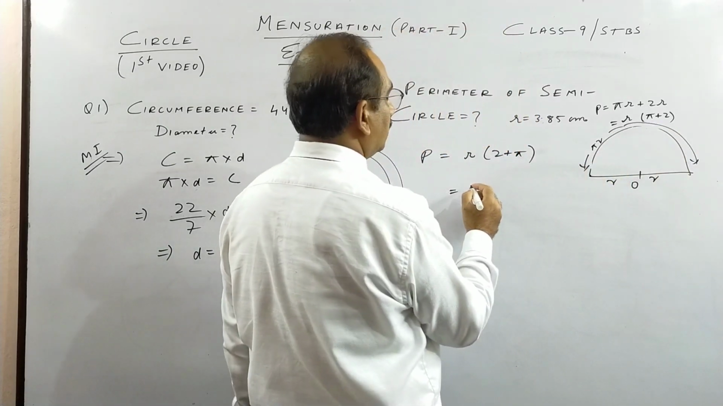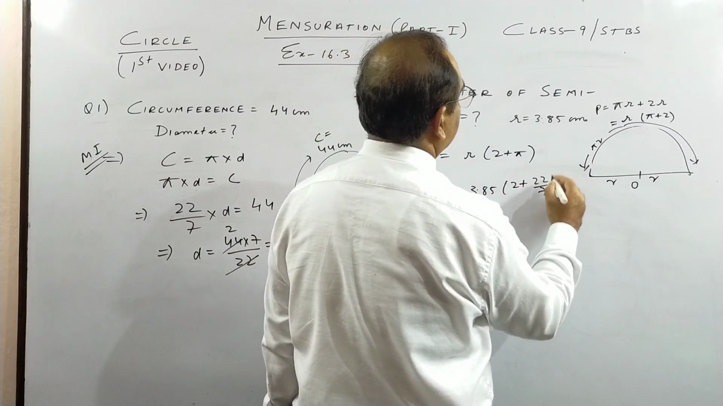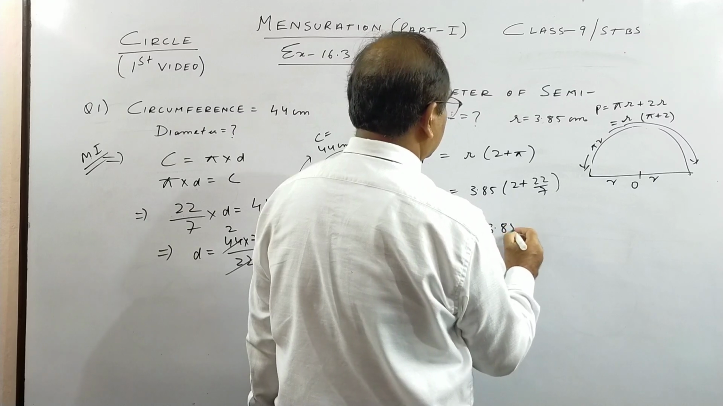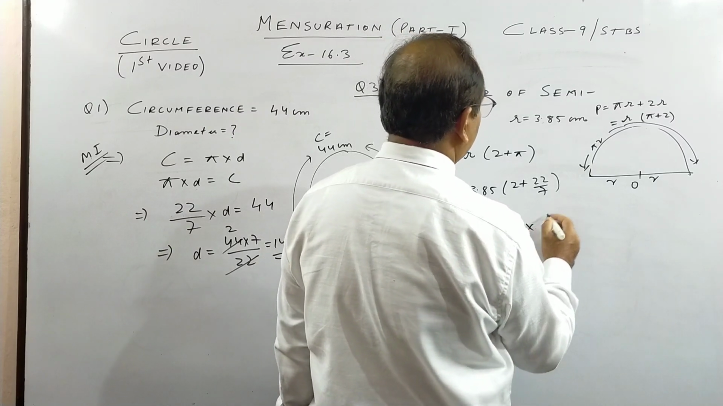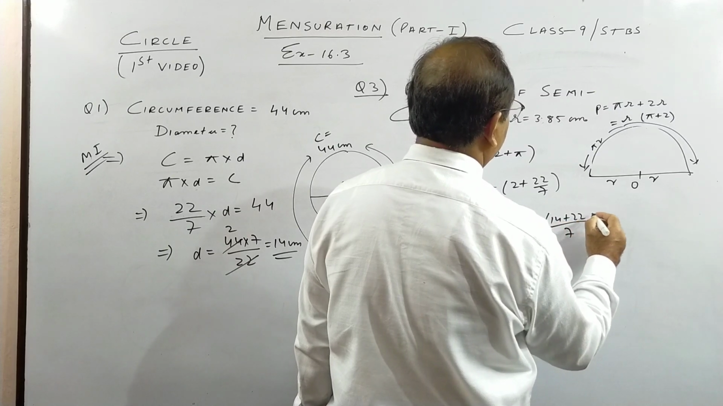So let us substitute and solve. 3.85 into 2 plus 22 by 7. Take LCM 7, so we get 14 plus 22.